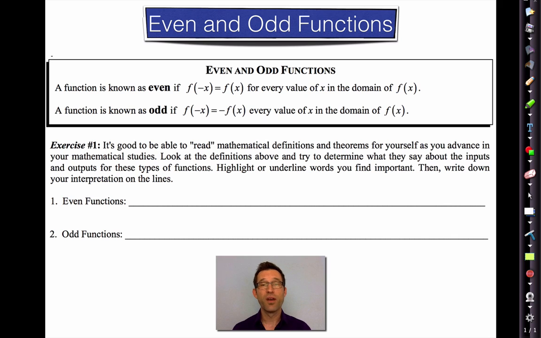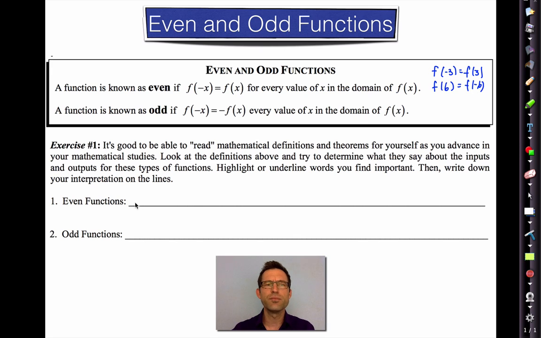All right, I seem to have a frog in my throat today, but we're going to power on through. Well, take a look at the first definition. It says, a function's even if f of negative x is equal to f of x. That would mean things like f of negative 3 was equal to f of 3, or f of 6 would be equal to f of negative 6, right?